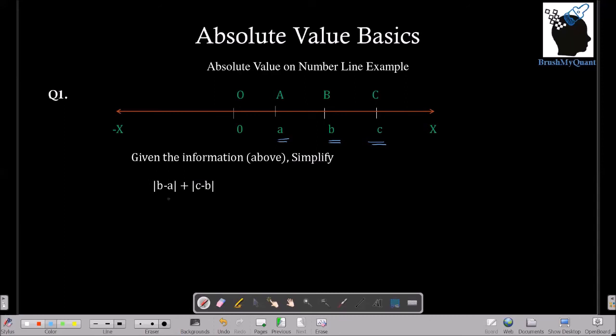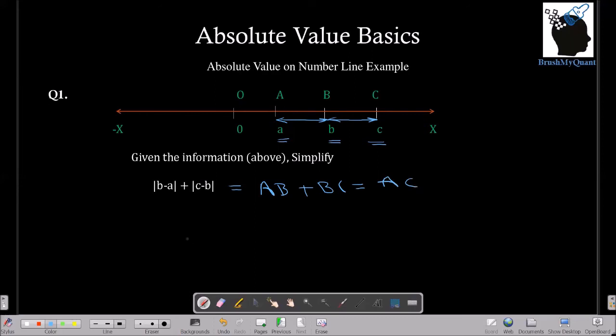Now we know that mod of B minus A is nothing but the distance between the points A and B, which is nothing but AB in this case. And mod of B minus C or mod of C minus B is nothing but the distance between the points B and C, which is BC in this case. So this will be nothing but the distance between A and C, which is AC.